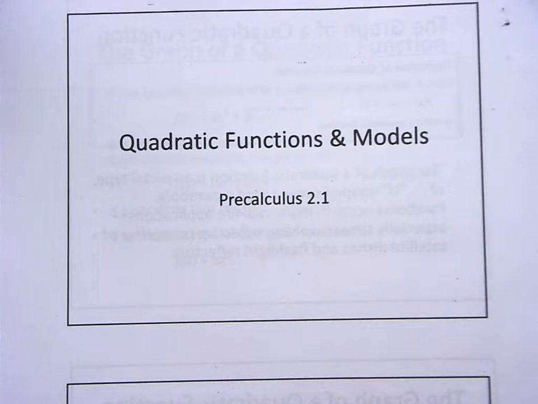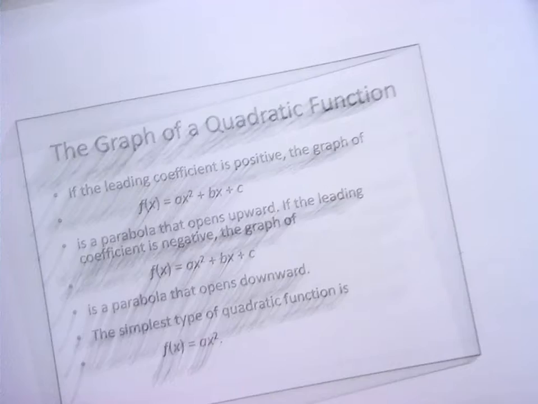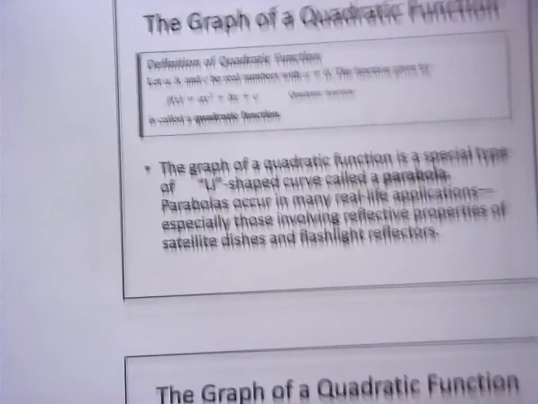Quadratic, what is it? What's it look like if you graph it? Parabola. Okay, general form of it's ax squared plus bx plus c. Most of the stuff at the very beginning here is going to be review.